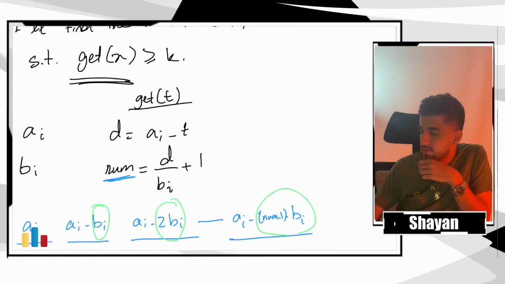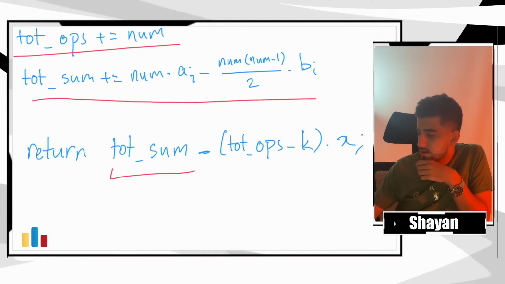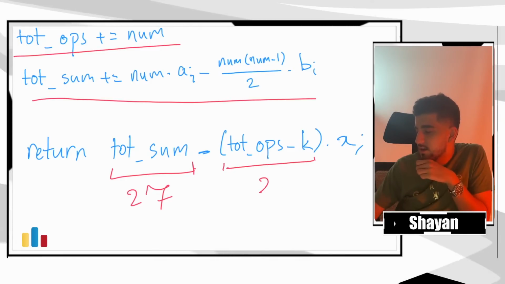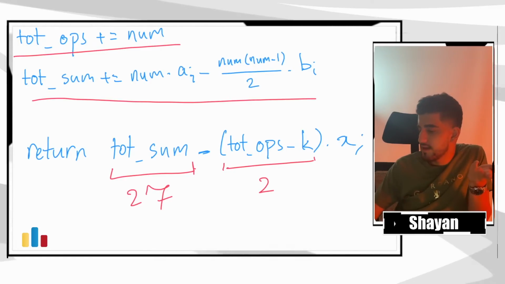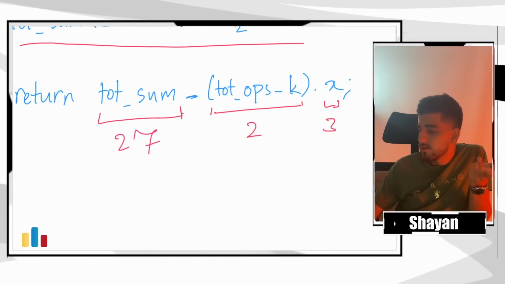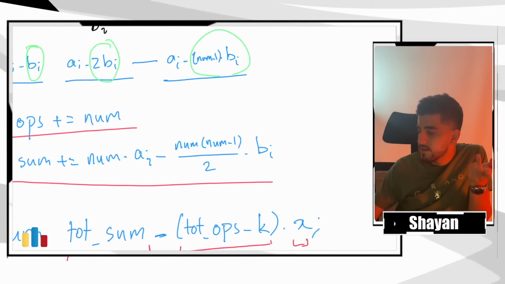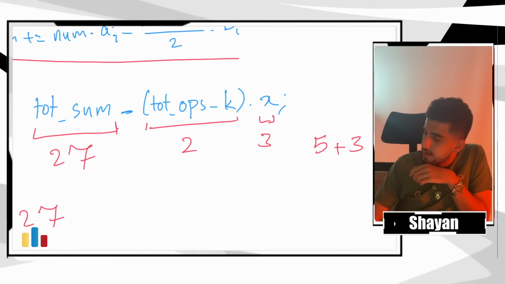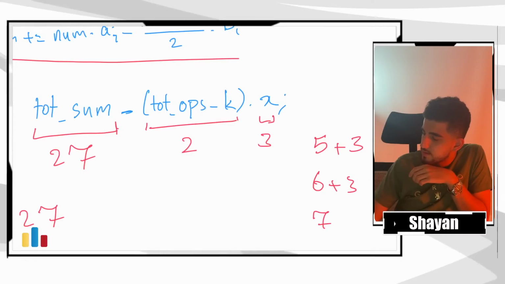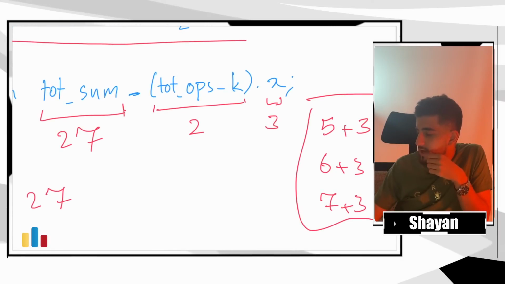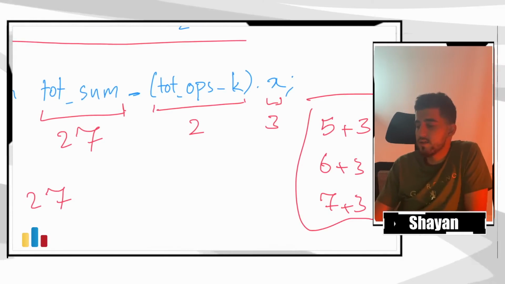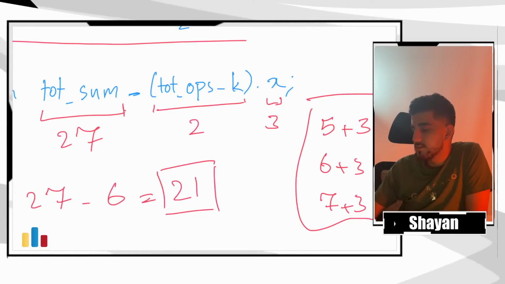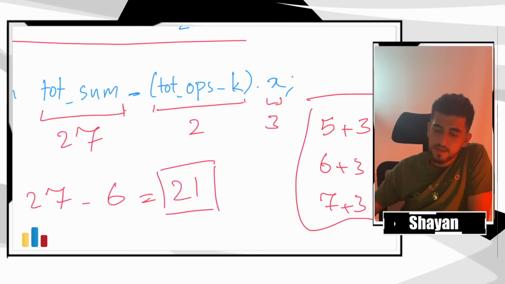For example, in my example, this total sum was 27. The sum of these operations was 27. But there were 2 additional operations that I should not have had, and the value of x was 3. So from the total sum of 27, what was 27? It was the sum of 5 and 3, 6 and 3, and 7 and 3 on my 3 numbers. But I know that I had 2 additional 3s that I should subtract. So my final answer that I will return for that x is going to be 21. Does this make sense?